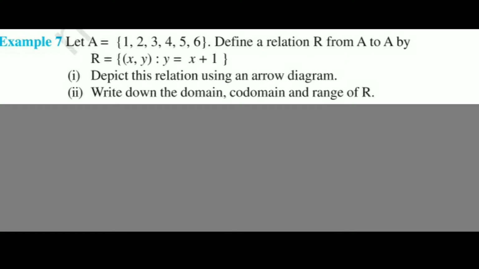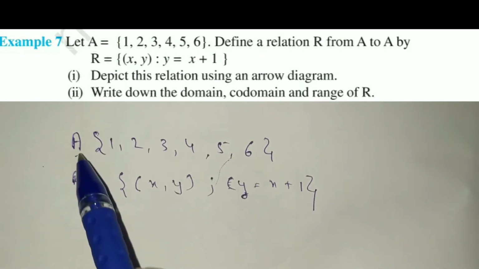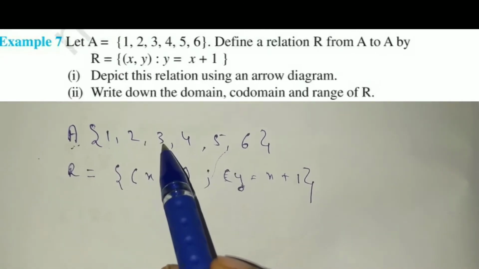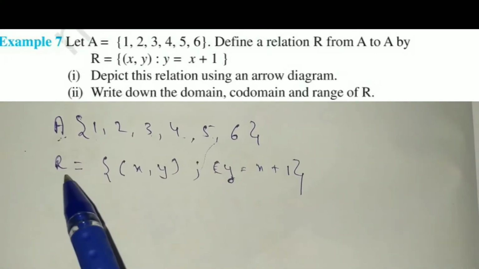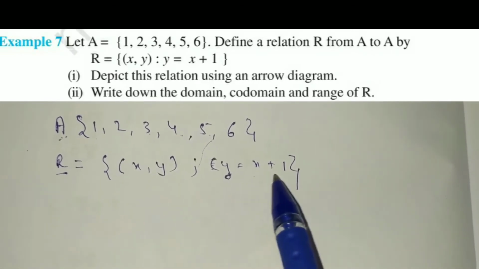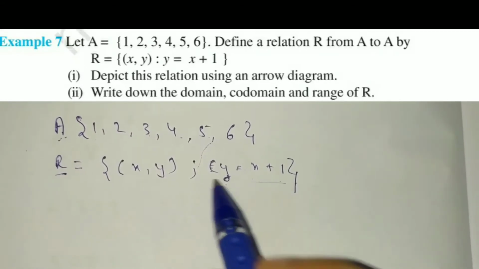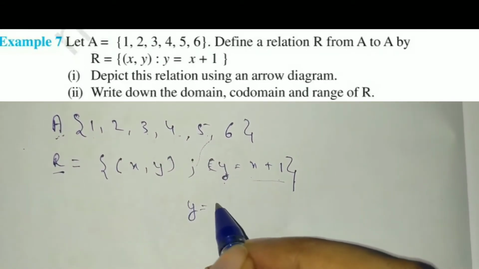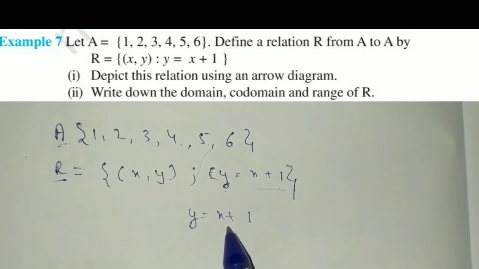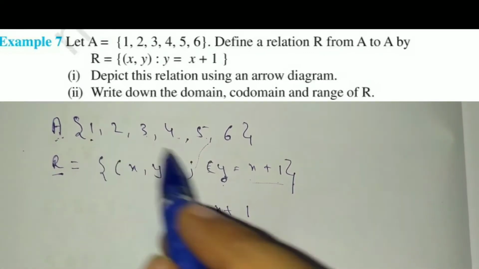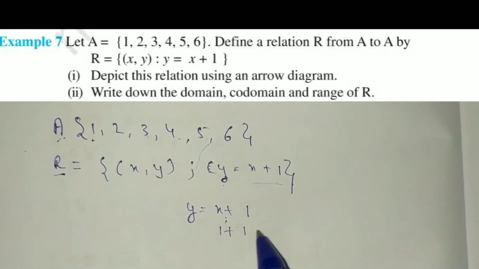Example 7. Let set A have elements 1, 2, 3, 4, 5, 6. Define a relation R from A to A where y is equal to x plus 1, and depict this relation using an arrow diagram. So according to our question, the elements of A are 1, 2, 3, 4, 5, 6 and the relation is y equal to x plus 1. So let's find the value of y by using this formula, that is y is equal to x plus 1. Now if we consider the value of x is 1, then 1 plus 1 is equal to 2.